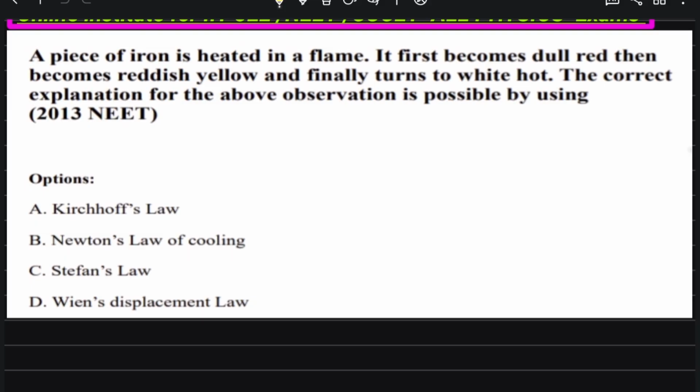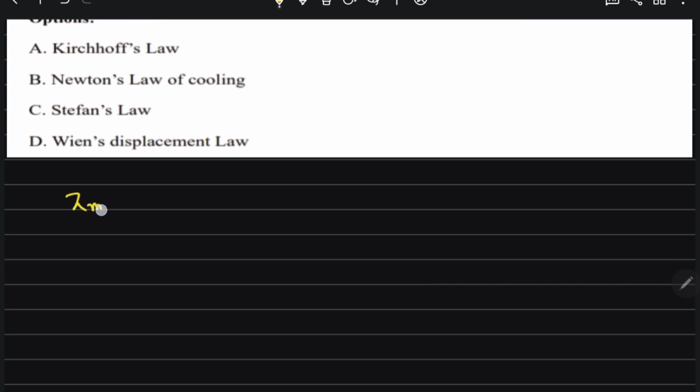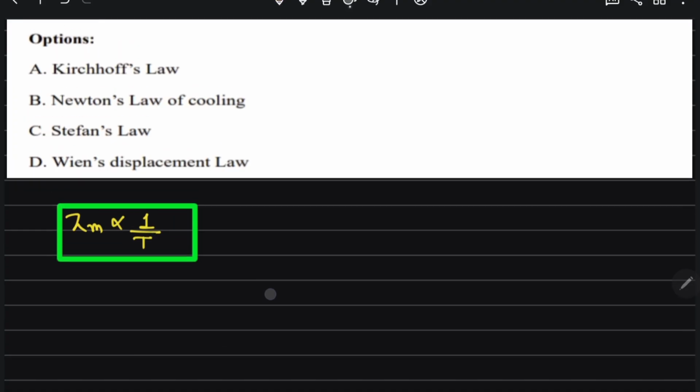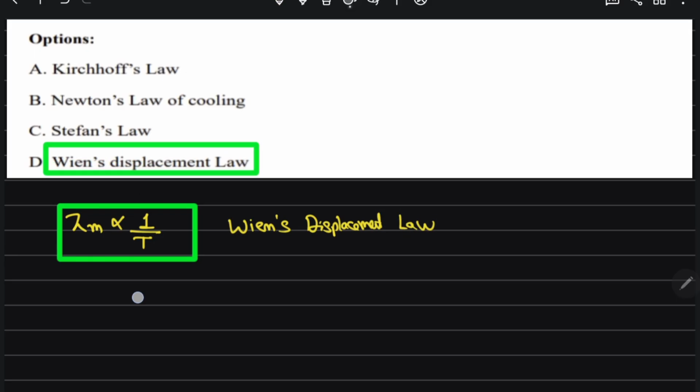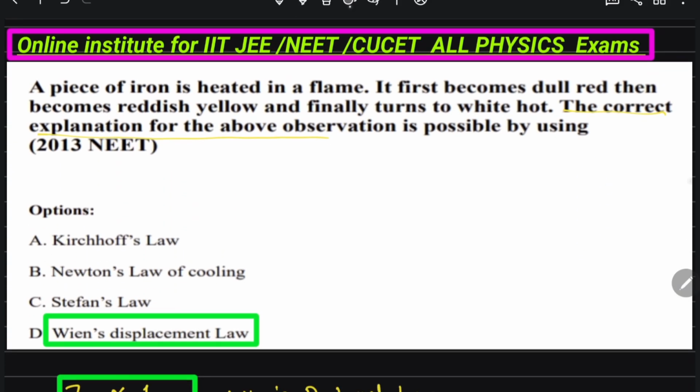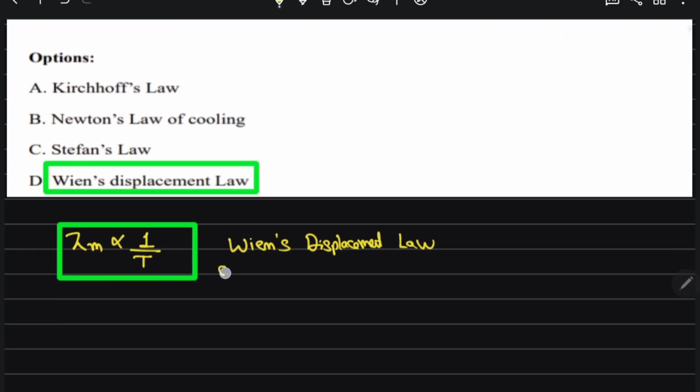This question is from our subject. A piece of iron is heated in a flame. It becomes dull red. The correct explanation for this observation is possible by using Wien's displacement law, as we know lambda maximum is inversely proportional to T. So option D is correct.